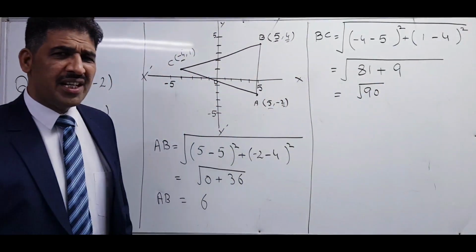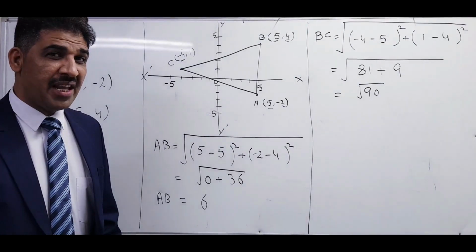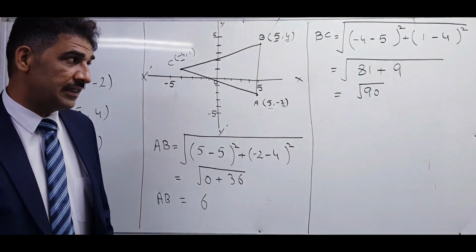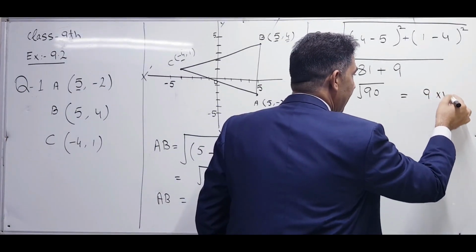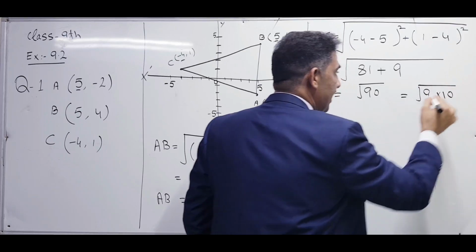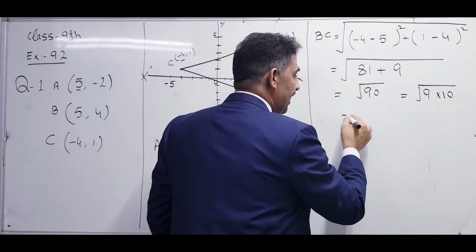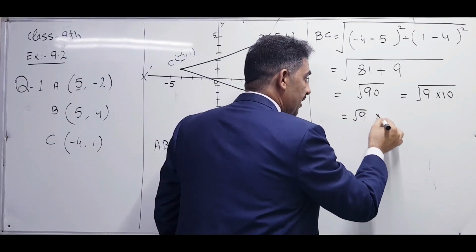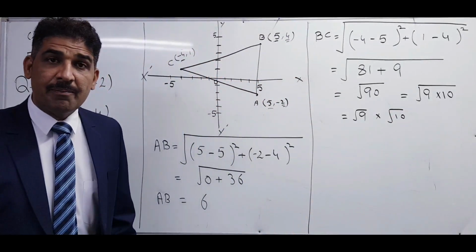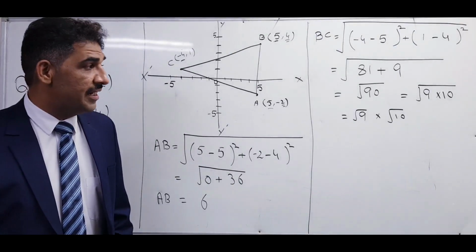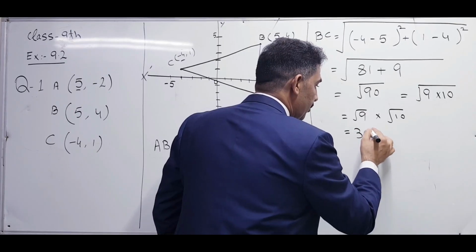Is the root of 90 a perfect square? No. Good. So can we make factors with a perfect square? Yes. So we can write 9 multiplied by 10, because 9 tens are 90. And what is the root of 9? We write it like that, because that is the property of surds: if two numbers are multiplied inside the surd, then we can separate them, and the answer is equal to 3 root 10.